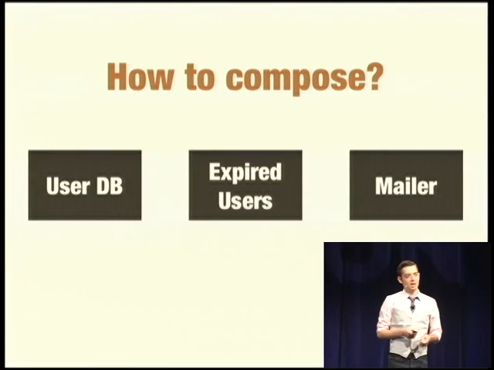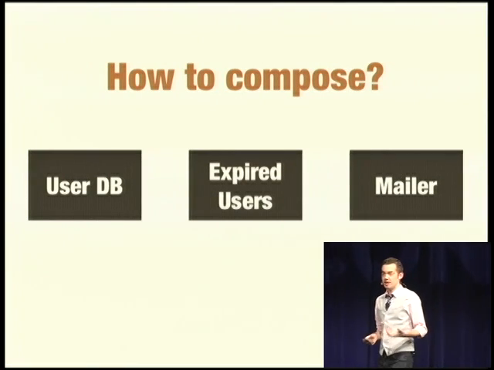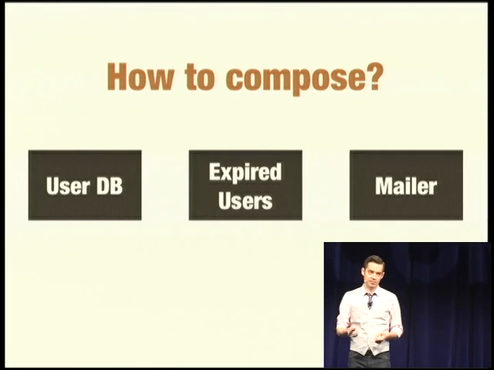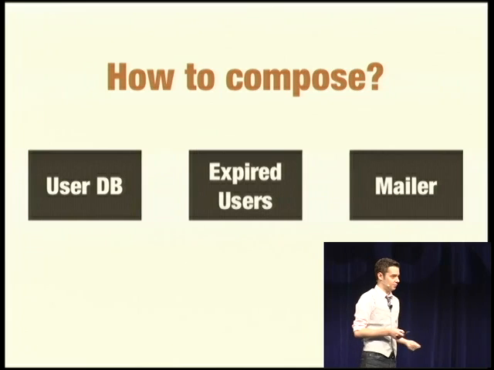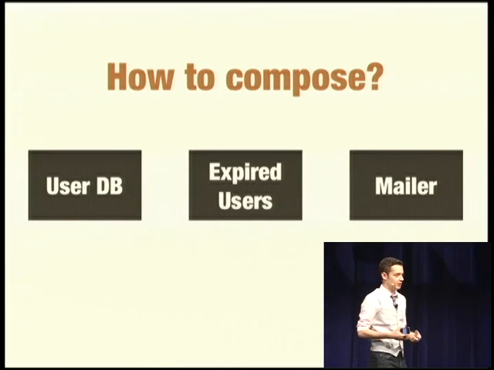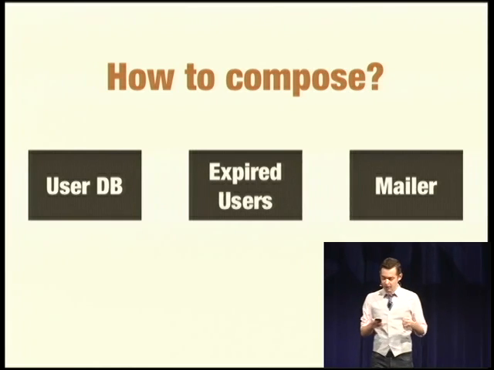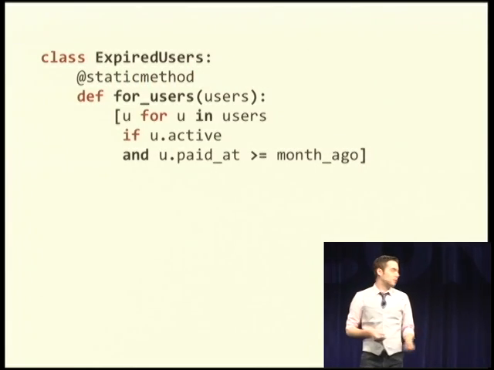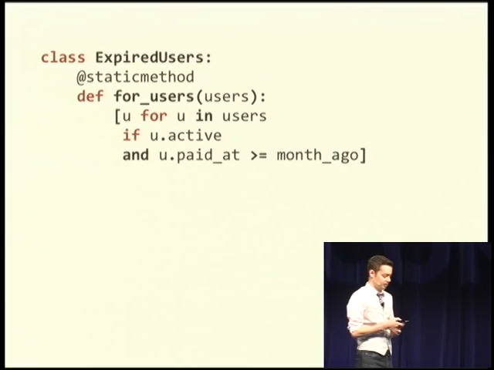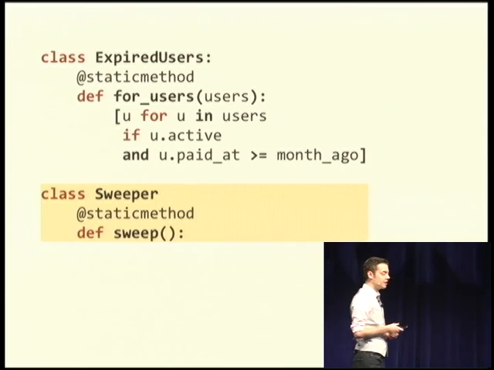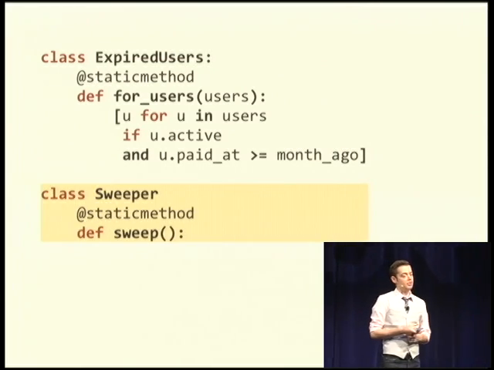Going back to the original example, the sweeper, we have a user database, it's not functional. We have a mailer, it's not functional. We have an expired users class that is functional, and currently they don't talk to each other. We need to combine them into an actual system instead of just separate components. So taking the expired users class we already have, this is the second version, the functional version. Let's redefine the sweeper to use the new expired users class.